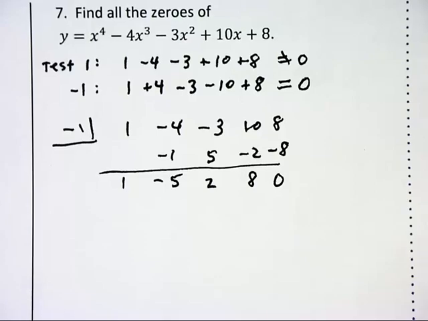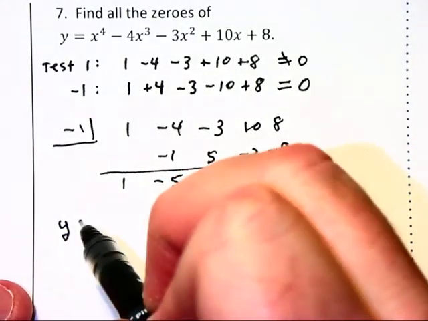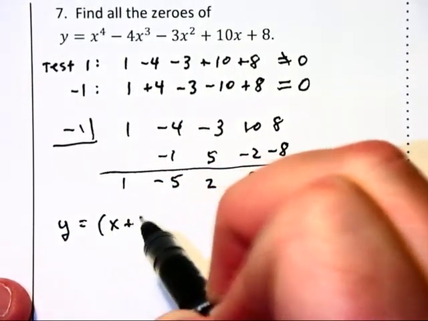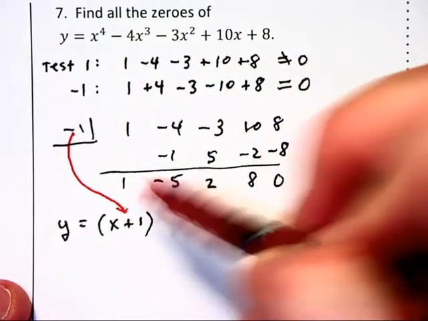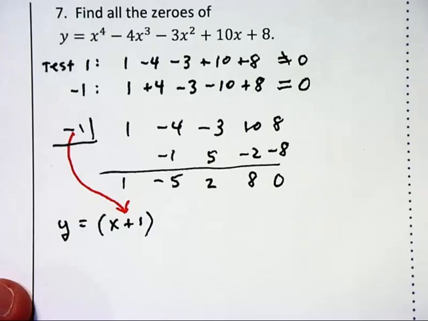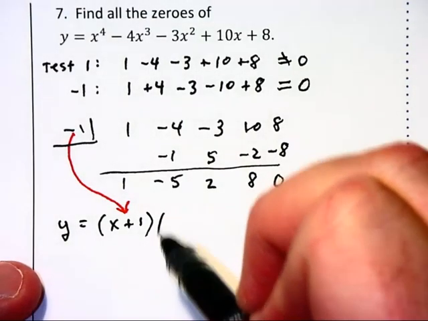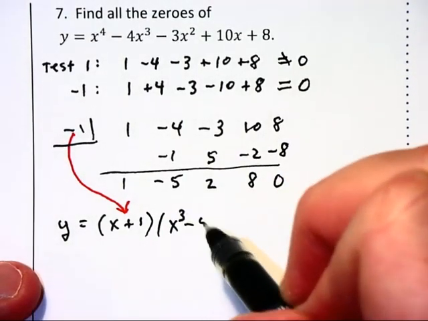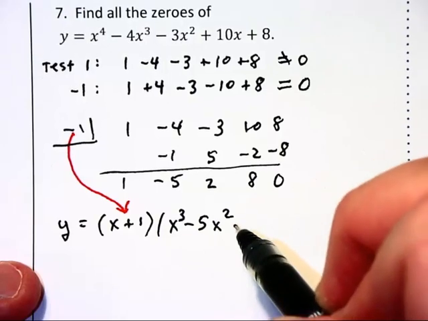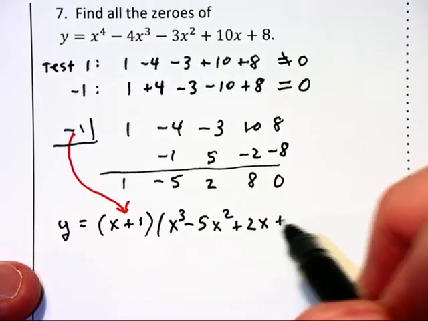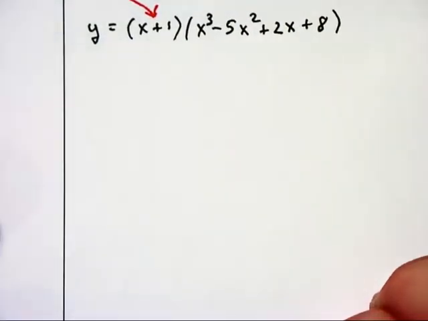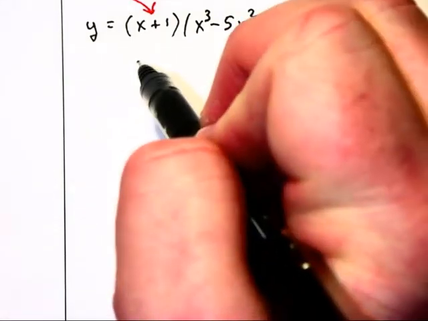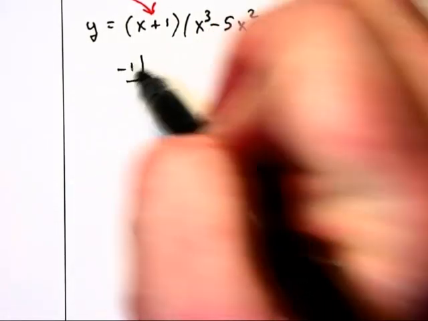So that tells us we can rewrite our function as y equals x plus 1, and that's a plus 1 because we're changing signs when we're going from the 0 to the factored form, times x to the third minus 5x squared plus 2x plus 8. Okay, it's time to continue factoring, and I always like to try the 0 we just found a second time.